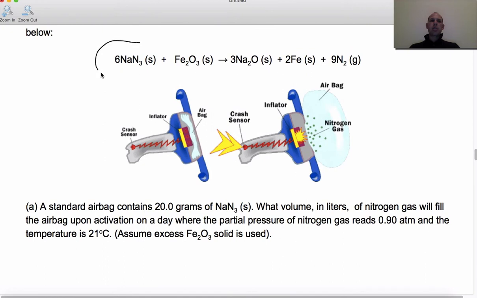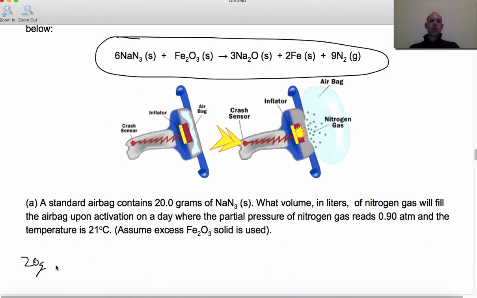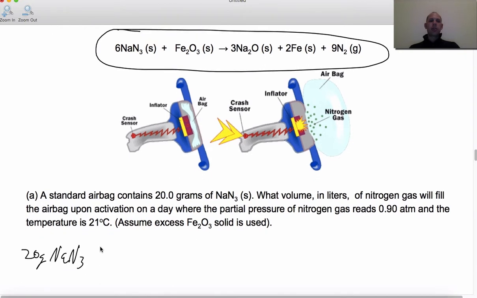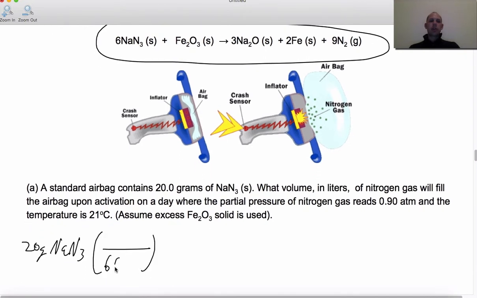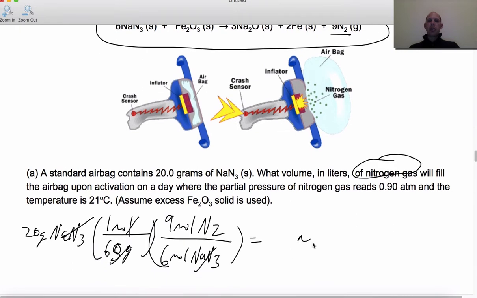So we got this reaction right here, and they say you have 20 grams of NaN3. The first thing I have to do is convert that to moles. So 65 grams per every 1 mole of NaN3. But we want to get the volume of nitrogen gas. So I got to use the mole ratio. 6 moles of NaN3 per every 9 moles of N2 gas. This is going to give me moles of N2.